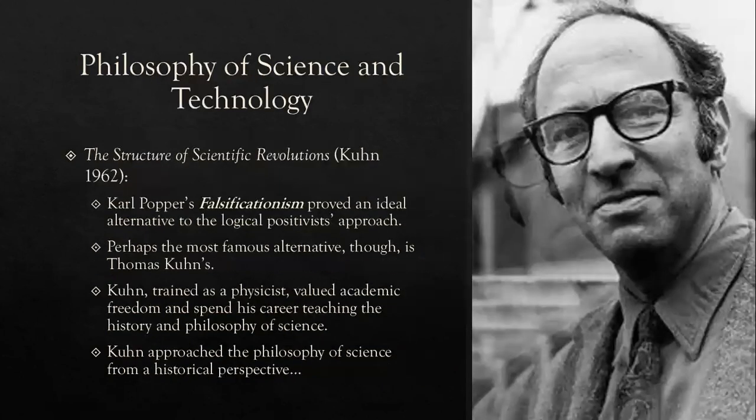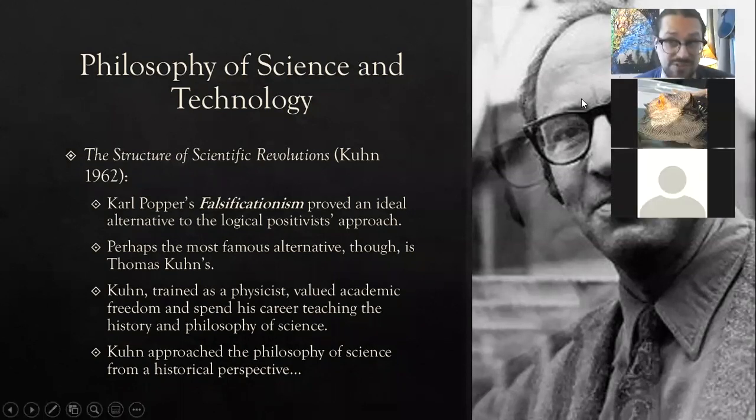Okay, there we go. Okay, so Kuhn's work is really interesting. Popper's, and I think this is actually the slide we left it at last time, but Popper's falsification was one alternative to the approach that the positivists had adopted. But another, maybe even more famous approach is Kuhn's. Kuhn was actually trained as a physicist. He had an undergrad and two graduate degrees. His master's of science and PhD were in physics. But he valued academic freedom and actually spent a lot of his time teaching about the history and philosophy of science. And that's why he approached the philosophy of science from a sort of historical perspective, right?